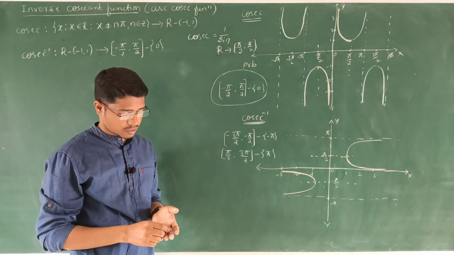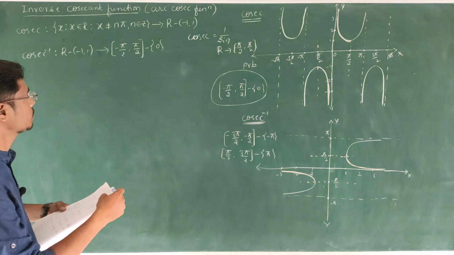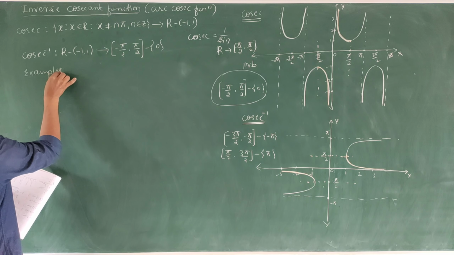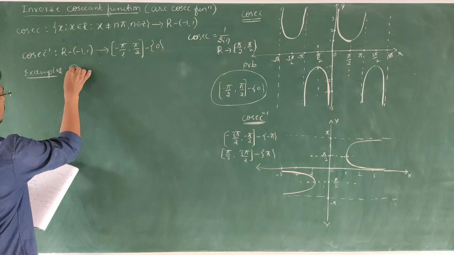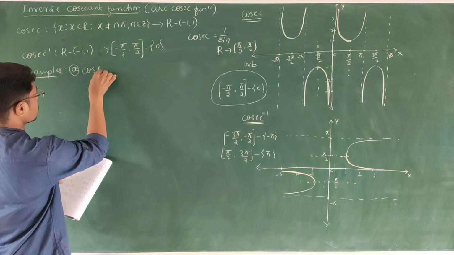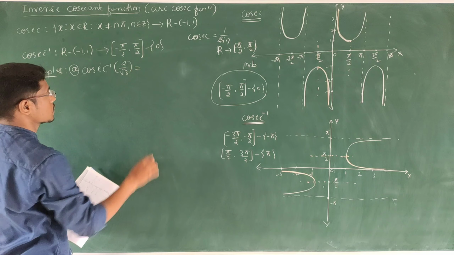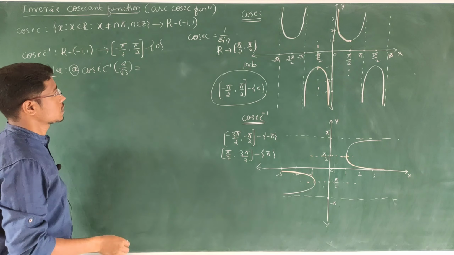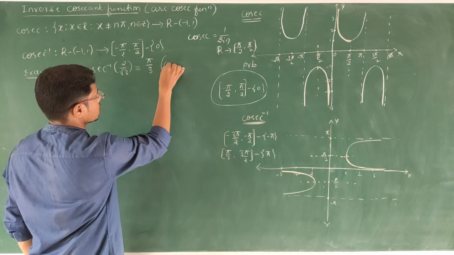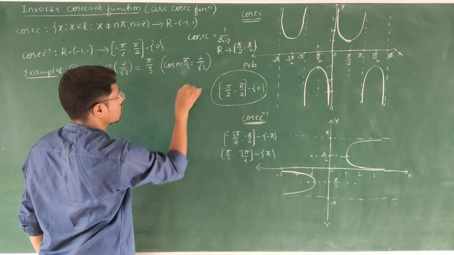Let us see some example problems of cosec inverse. Example A: cosec inverse of 2 divided by root 3. So this is equal to pi divided by 3, because cosec pi by 3 equals 2 divided by root 3.